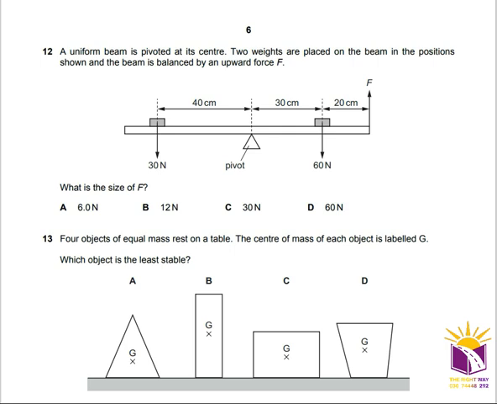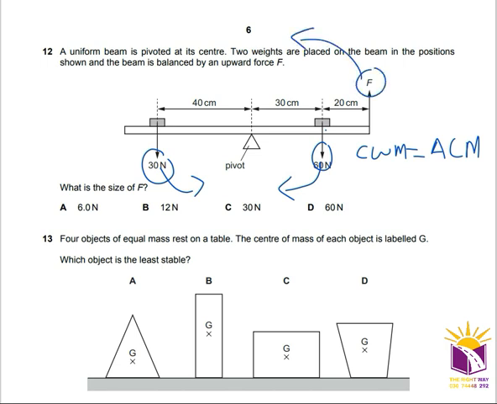The second condition of equilibrium: the sum of all the moments acting on a body is equal to 0, or you can say that the sum of all the clockwise moments is equal to the anti-clockwise moments. So which are clockwise and which are anti-clockwise? This 60 Newton is clockwise, and this 30 Newton and this force F, these two are anti-clockwise.